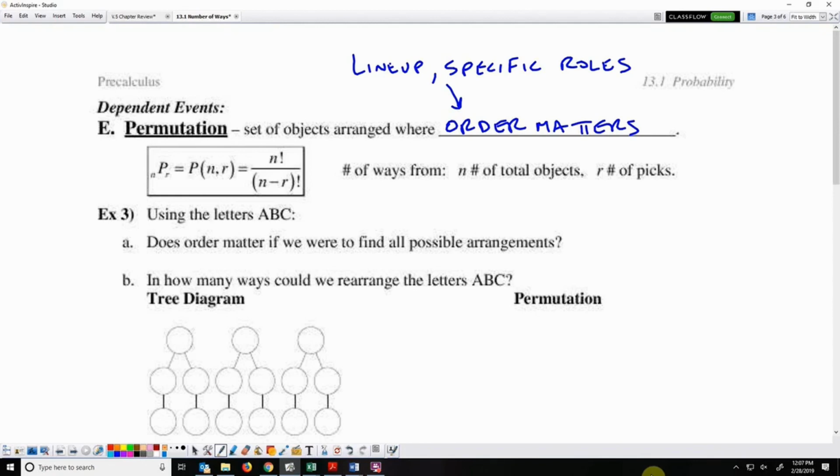So a permutation is nPr, where n is the total number of objects, r is the number of picks to choose that we're using, n factorial, which means, say, 5 factorial would be 5 times 4 times 3 times 2 times 1, over n minus r factorial. So using the letters A, B, C, does order matter if we're finding the possible arrangements? Yes. Arrangements is another word that might tell you that order matters.